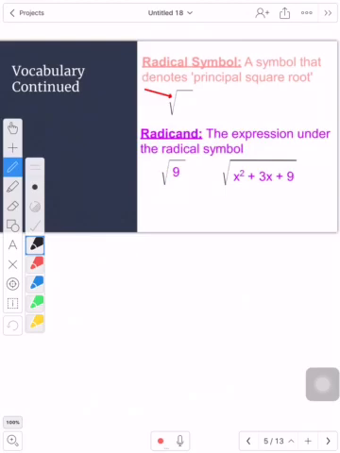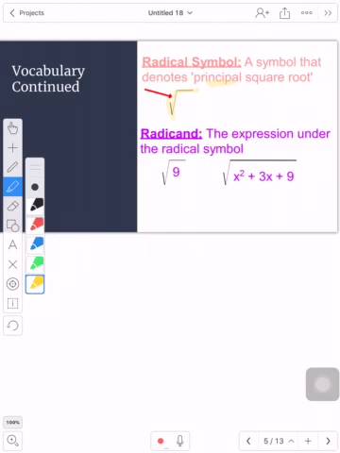So in these vocabulary words, we're talking about the radical symbol at first. That is the symbol that looks similar to a division symbol, but the difference is that it has this extra piece that pops off right there. That is called the radical symbol, the square root symbol. And again, that symbol denotes a principal square root. So every time you see that symbol, you're answering with the positive answer.